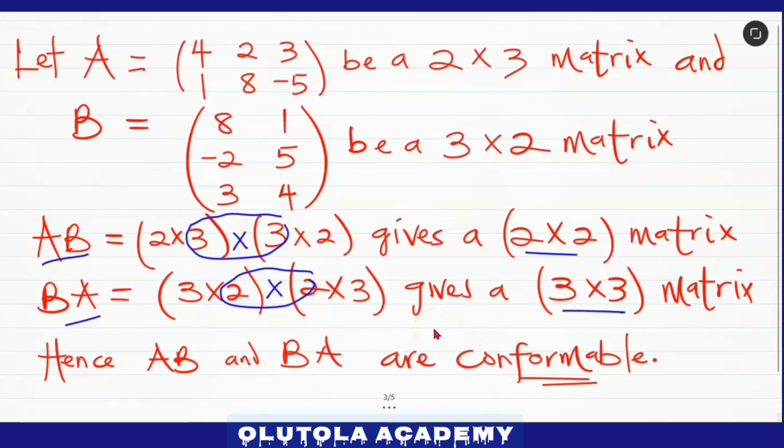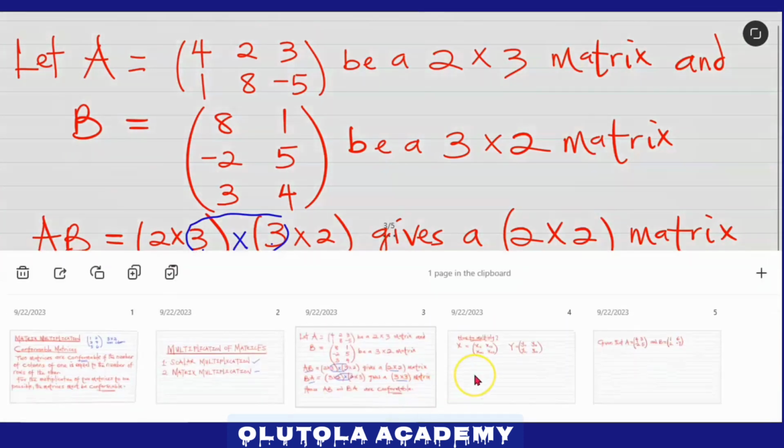Now, if these inner numbers, the 3 and 3, or the 2 and 2, are the same, then we can say that both matrices AB or BA are conformable. That's when we can do a matrix multiplication on it. So perhaps if this is 2 and this is 1, that means we can't do a matrix multiplication on it because the number of columns does not match the number of rows. So let's do 1 or 2 examples on matrix multiplication.